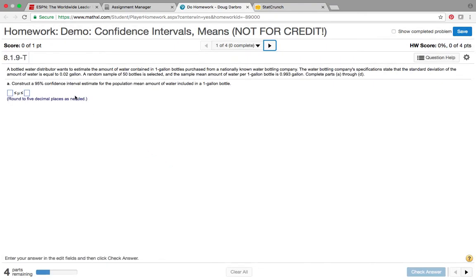Okay, so a bottled water distributor wants to estimate the amount of water contained in 1-gallon bottles purchased from a nationally known water bottling company. The water bottling company specifications state the standard deviation is 0.02. So guys, that tells me that the standard deviation for the population, sigma equal 0.02, is implied.